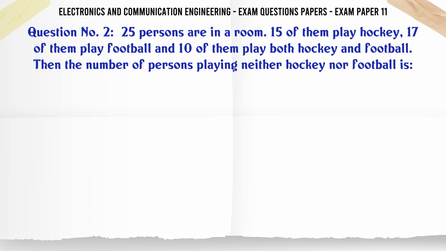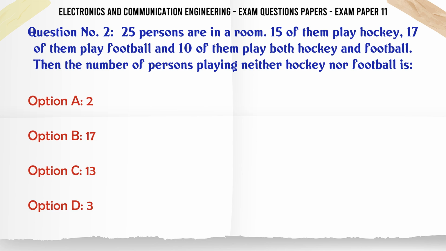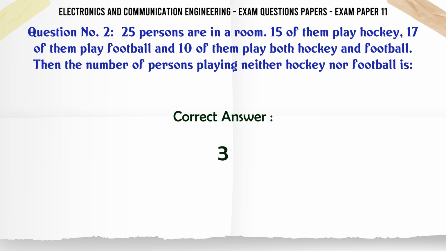25 persons are in a room. 15 of them play hockey, 17 of them play football, and 10 of them play both hockey and football. Then the number of persons playing neither hockey nor football is A 2, B 17, C 13, D 3. The correct answer is 3.